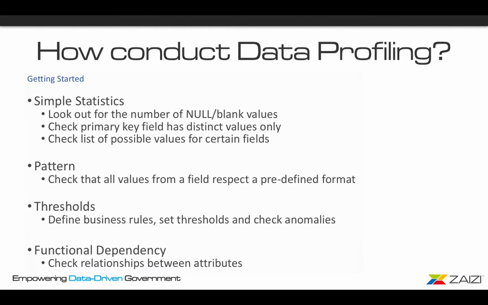How do you conduct data profiling? You can use simple statistics. For instance, you can identify the primary key in your tables. You can identify null values or blank values, and identify unique and distinct values. You can use patterns. Once you know that a particular set of data follows a pattern, you can create a regular expression for filtering data errors, for instance for emails, date time, postcode, phone. You can also define thresholds, like using business rules for checking anomalies. And you can also use functional dependency to understand if attributes have relationships between them.